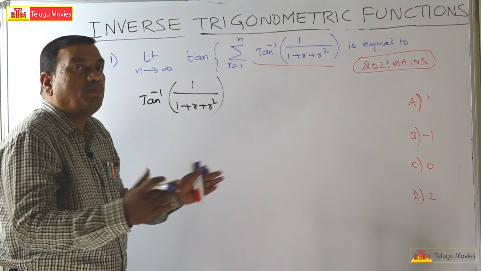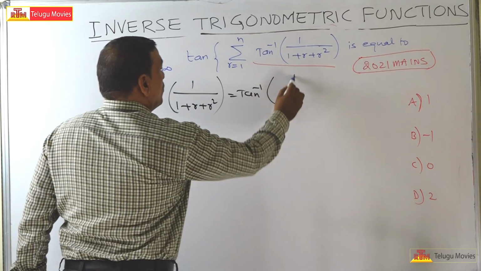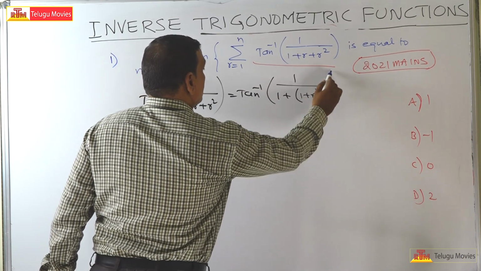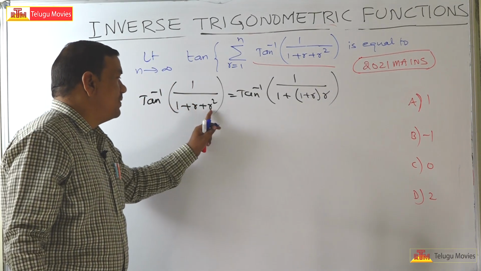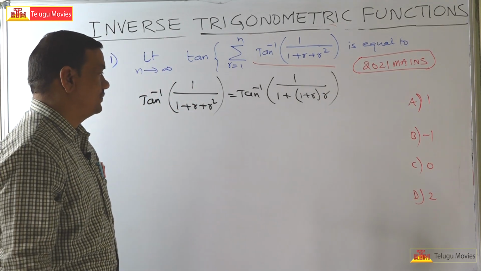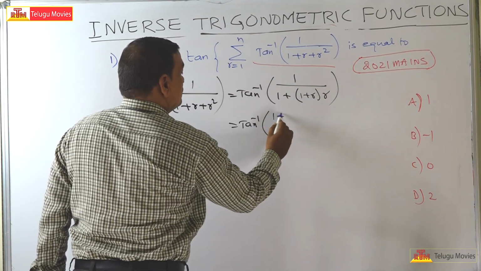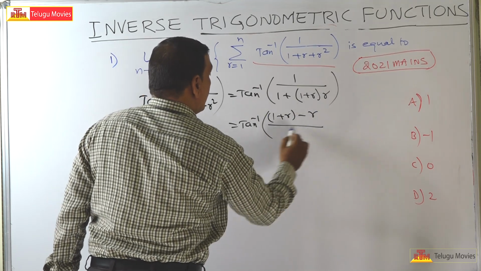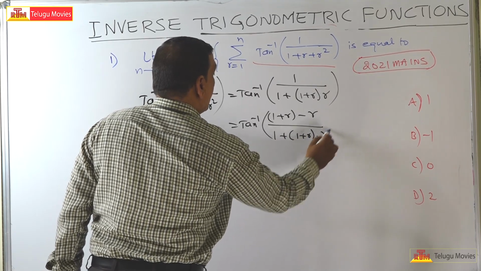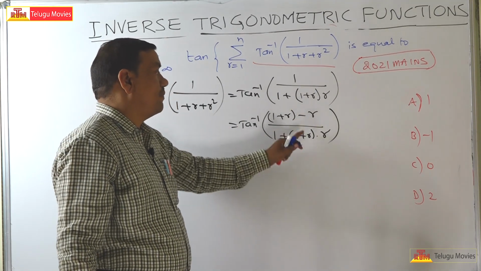Now, how to split it? Let us see here, this can be written as tan inverse of 1 upon 1 plus r square. Can I write it as r plus r square, taking r common outside? Yes, I can take r common. In the numerator, tan inverse of, can I write it as 1 plus r minus r by 1 plus r into r? Yes, I can write. Why? Plus r minus r will get cancelled, 1 upon as it is.